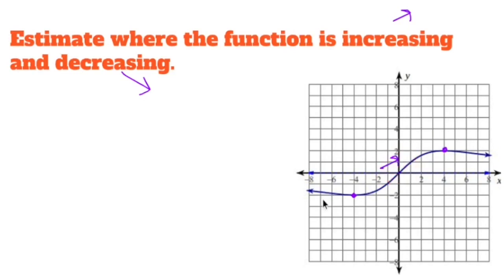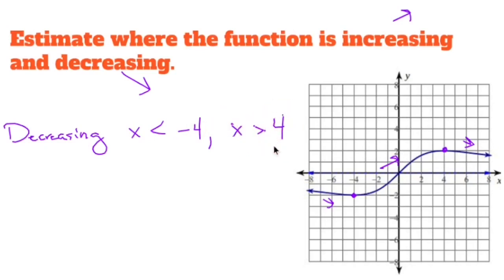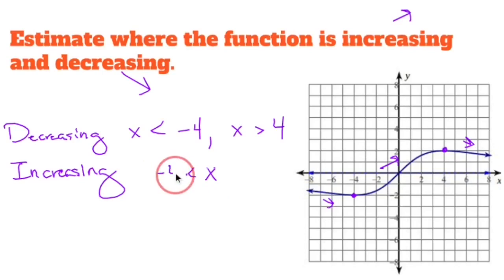So increase here, decrease here. Now, it all depends on what kind of format your book uses. I'm going to use just like regular format. It all depends on your teacher. I'm going to say that this is decreasing. Why not start with the decrease? I'm going to say it's decreasing when the x value is less than -4. And it's also decreasing when the x value is greater than 4. I'm going to say it's increasing between -4 and +4. So x is in between -4 and +4.